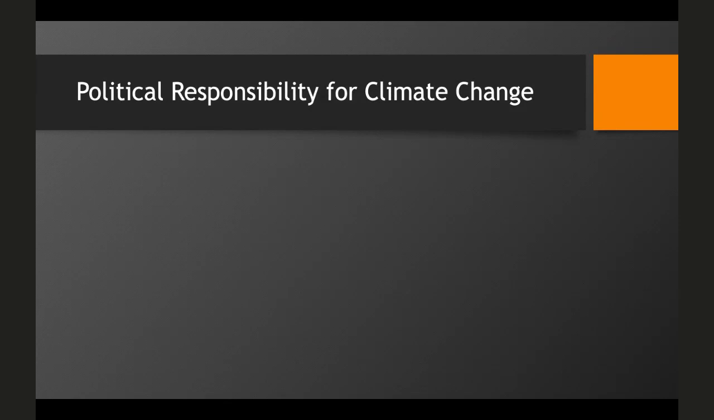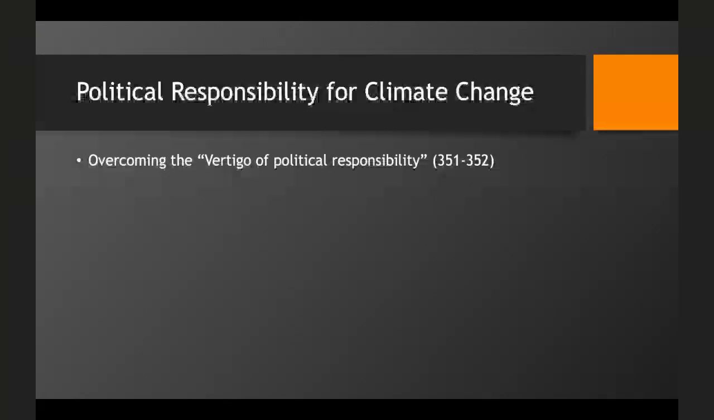But this bigger and more capacious sense of responsibility has some challenges. Eckersley talks about the vertigo of political responsibility because she's ultimately saying that we have to take our responsibility for the entire world. And this can be fairly overwhelming and even disempowering. So we have to find strategies to overcome this vertigo. And Eckersley doesn't really give us the right answer.